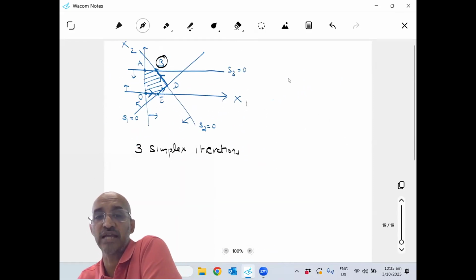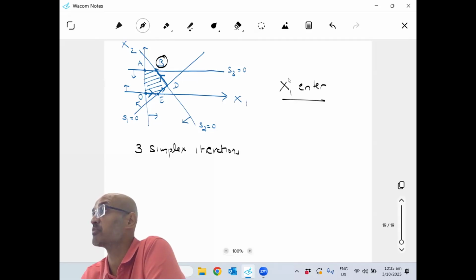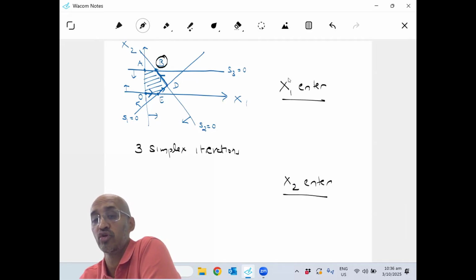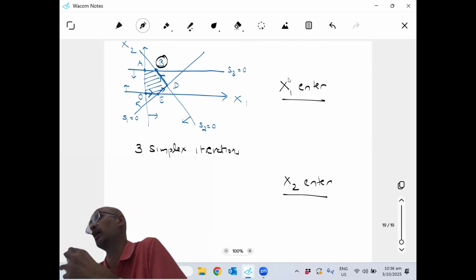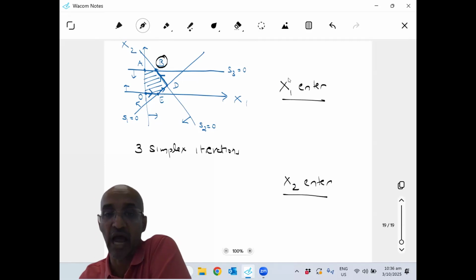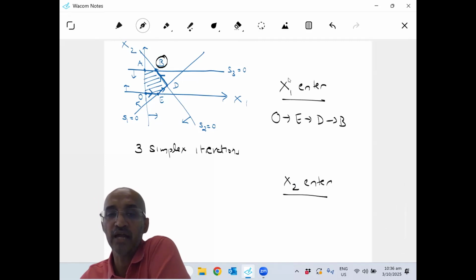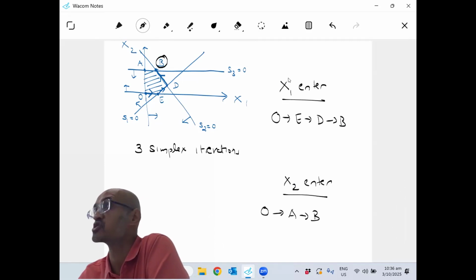When we let x1 enter at the starting tableau, we require 3 simplex iterations. But if I had let x2 enter at the starting tableau, which I could have, because my reduced cost for x2 was minus 2, I could have also chosen that. Then I will increase x2, which was initially 0, non-basic. In this case, if I went O, E, D, B, I would have gone O, A, B, and I would have converged in 2 iterations.